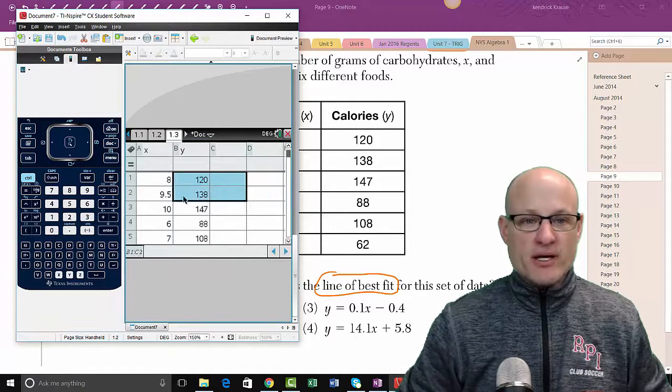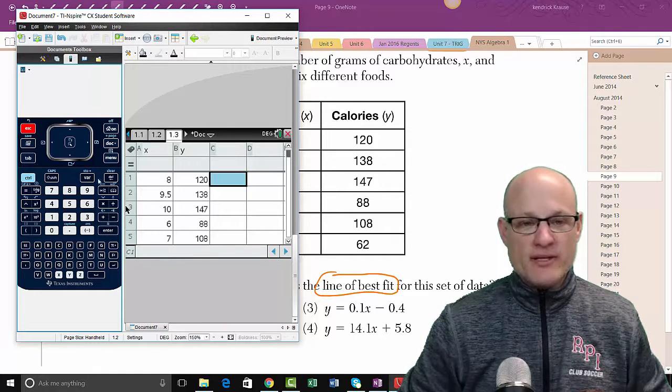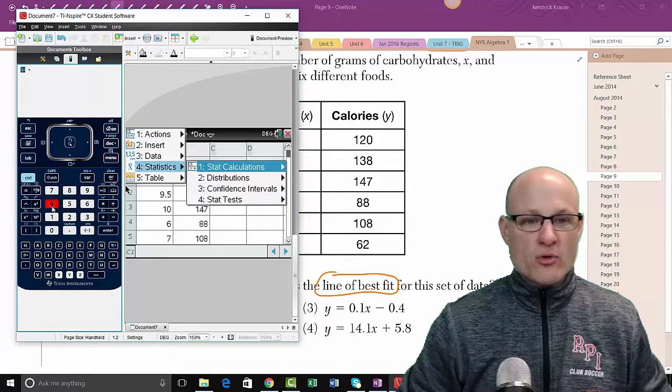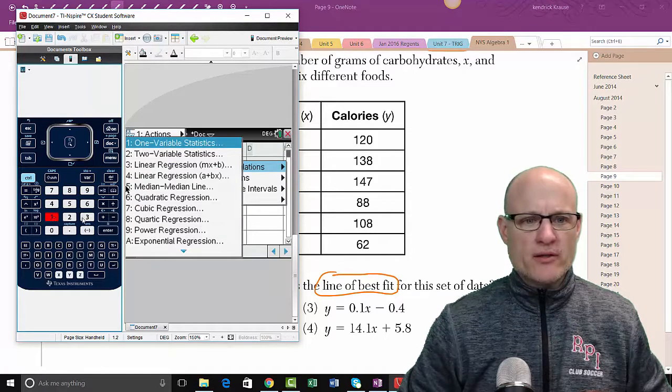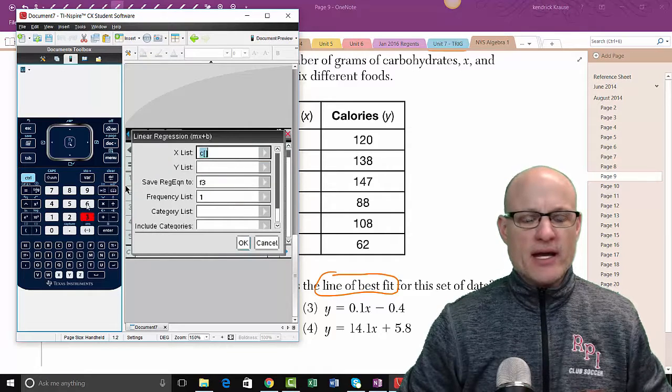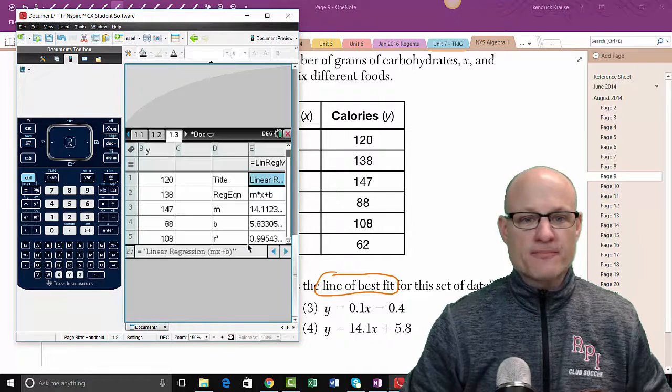Oh, I got to be in this box. Menu. Oh, see, it really hates when I'm over there. Escape. I don't know why, but when I use my tablet in this thing, it doesn't work very well sometimes. Menu 4. If this doesn't work, I'm going to use my finger or that mouse. 1, 3. And then my X list was X, and my Y list was Y, and I'm going to click OK.